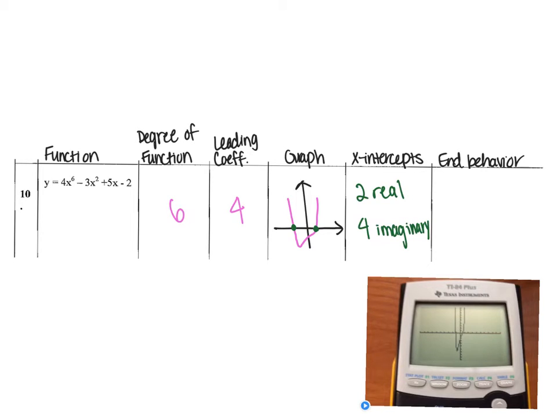And now we have to find the end behavior. So I'm going to put some arrows on my graph, but I can see that the left side is pointing up. It's just pointing up. And the right side also looks like it's pointing up, right? So that side's also pointing up. So both of our ends are pointing up in this case. And we've already filled out everything, so we are done.